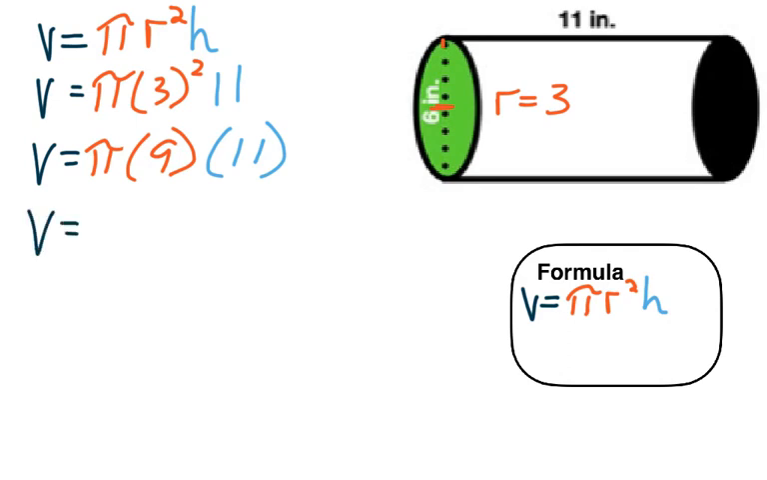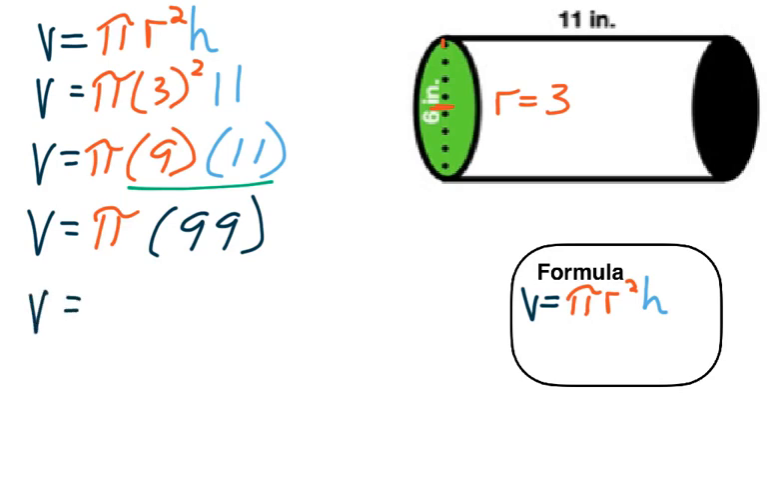Volume equals, remember the pi part we'll do last. So pi times, let's do 9 times 11. Most of y'all got that. 9 times 11 is 99. And then we can get our final answer here. So final answer on this one, volume's going to equal, we'll do this long form, but remember, this is going to be 99 times 3.14.